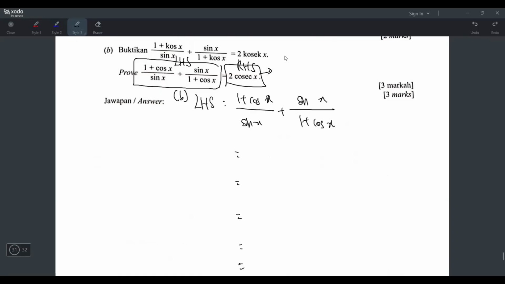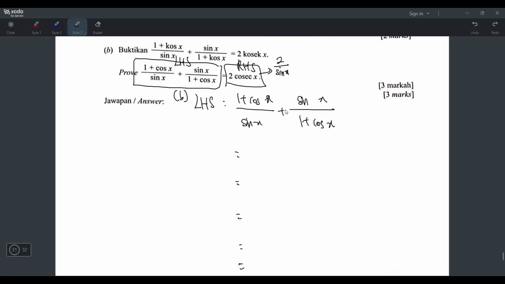So 2 cosec x, I'm aware of it. It's actually 2 over sine x, right? So if I can't change to 2 cosec x, I can change to 2 over sine x also because they are practically the same thing. Because cosec is 1 over sine and then times 2 is the same. So now this is my goal.